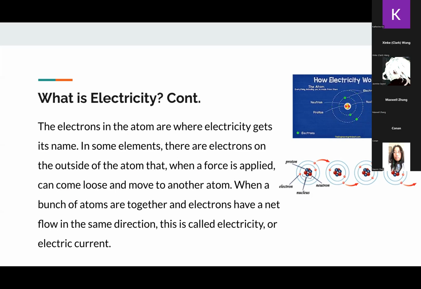So when a bunch of atoms are together and electrons are moving from one atom to the other in the same direction, this is called electricity or an electric current. Electricity is what we call the flow of electrons.